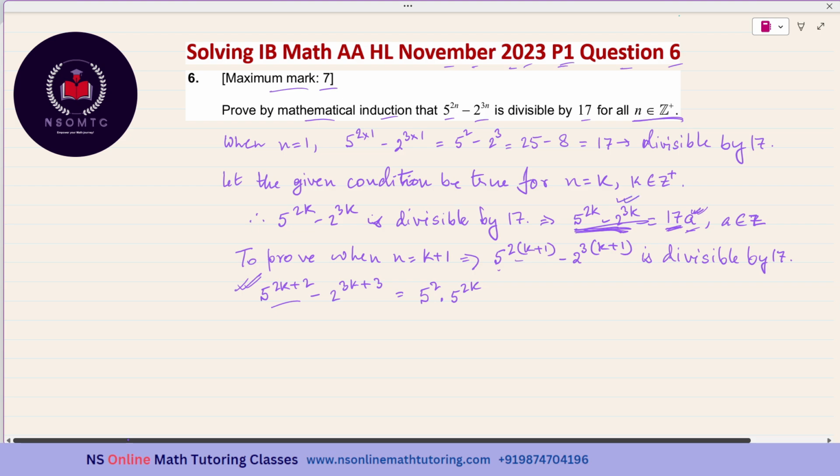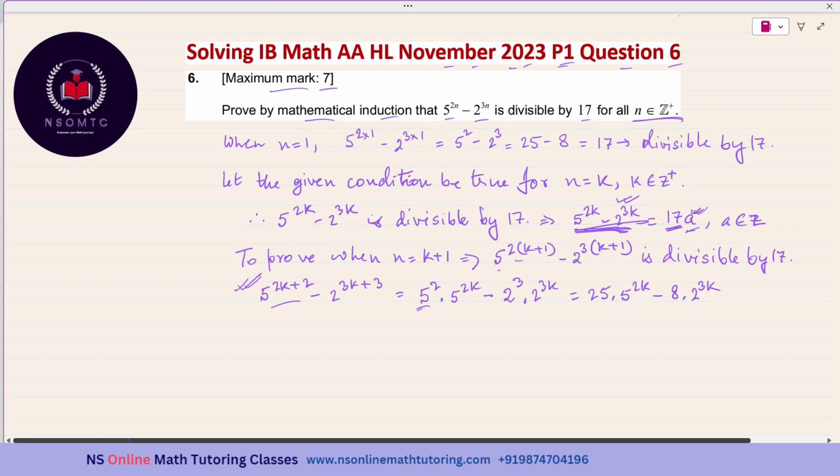It is 5 to the power of 2k, so I have separated 5 square just to get 5 to the power of 2k. Okay, and similarly 2 cube minus 2 cube times 2 to the power of 3k, which is equal to 5 square is 25 times 5 to the power of 2k minus 2 cube is 8, 8 times 2 to the power of 3k.